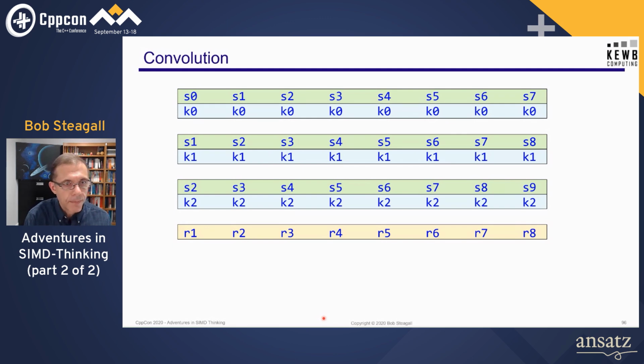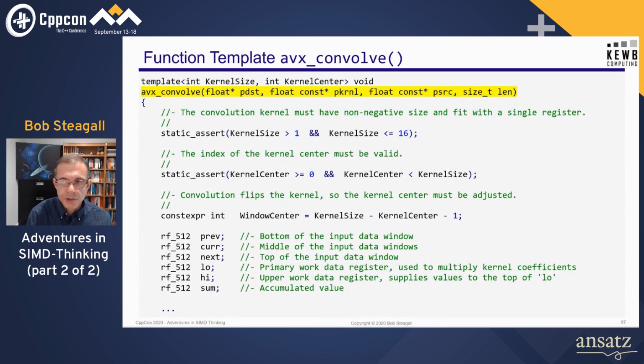So in fact, that's what I did, and I'd like to take a look at that function. This is a function template, parameterized in terms of the kernel size and the center of the kernel. The center of the kernel basically is what point of the kernel you want to call the middle. Because this has to fit into a register, the kernel size has to be greater than 1 and less than or equal to 16. The index of the center of the kernel also has to be in that range: greater than or equal to 0 and less than the kernel size.